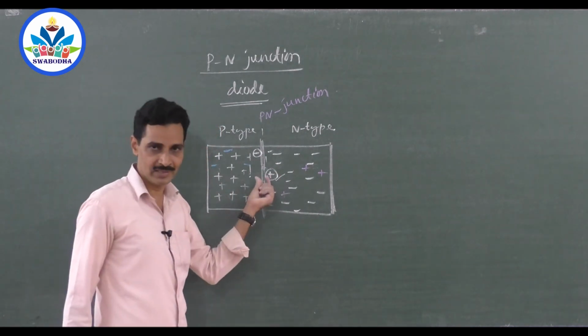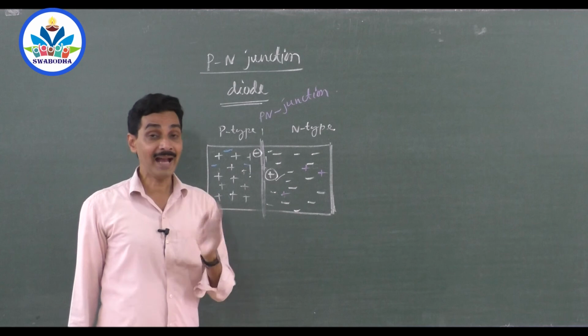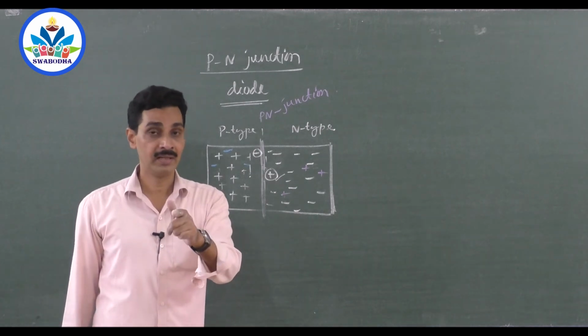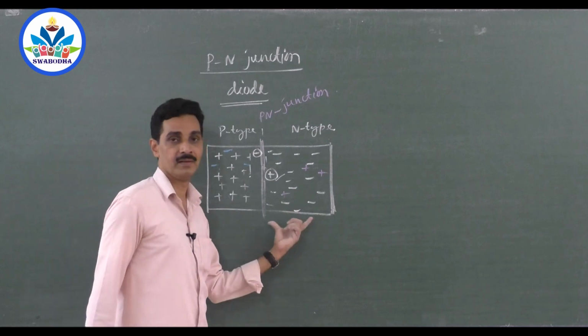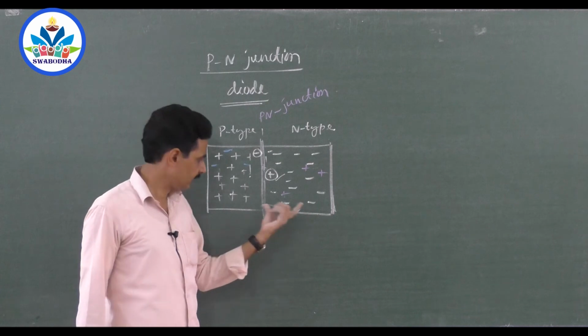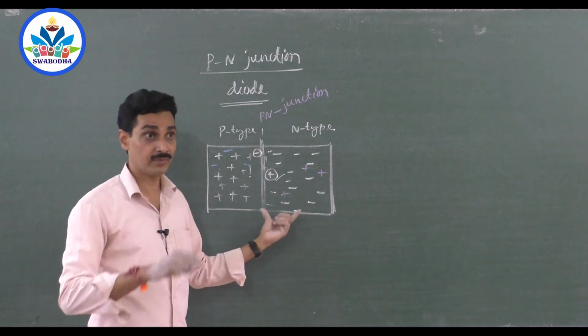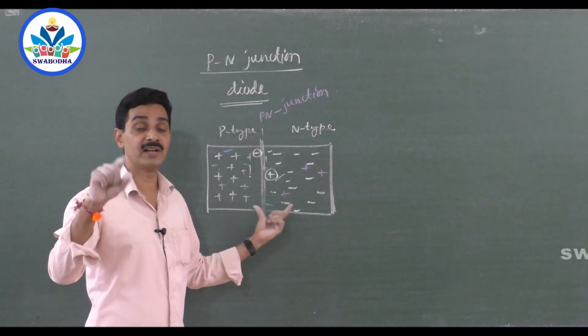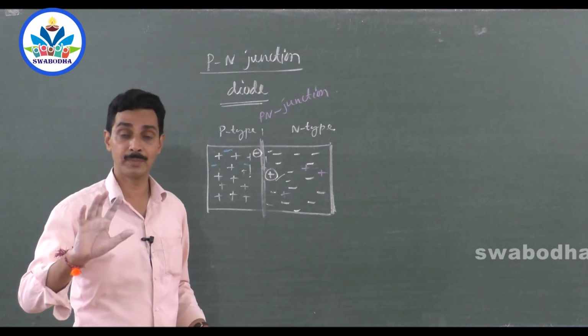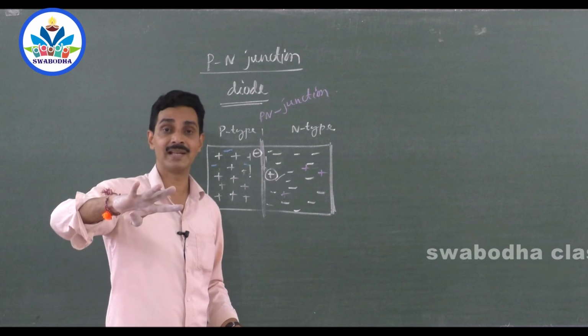Did you get this, why it is so? Because that electron, even though it was not forming any bond, was there within this material. That 5th electron, even though it was not engaging in any bond, was there in this N-type material. That is what we were saying. The N-type semiconductor was neutral. Even though phosphorus has 5 valence electrons, only 4 were engaging in the bond.